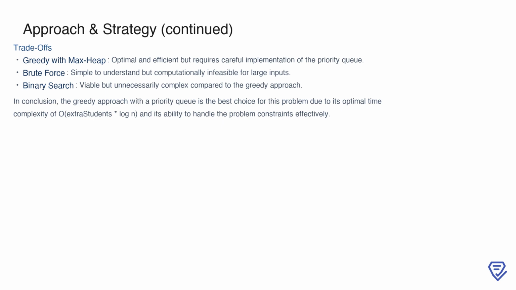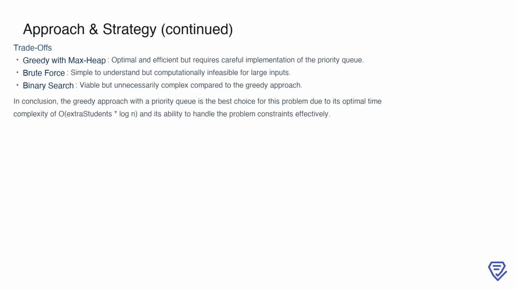The greedy approach with a max heap is optimal and efficient, but it requires careful implementation, particularly in managing the priority queue. In contrast, the brute force method is straightforward and easy to understand but completely impractical for large inputs due to its prohibitive time complexity. The binary search method, while viable, adds unnecessary complexity compared to the greedy approach.